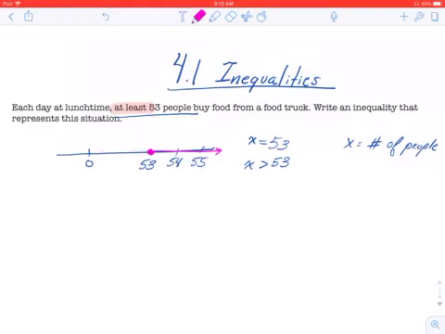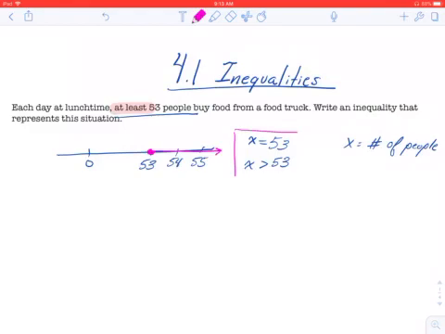So now I've written this in two different ways: one being an equation and the other being an inequality. And then I've also represented it on a number line. But I can't use an equal sign in an inequality, which is what we're working on now, because that makes it an equation. And equations need to be different from inequalities.